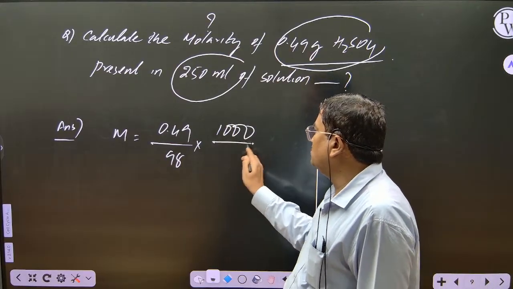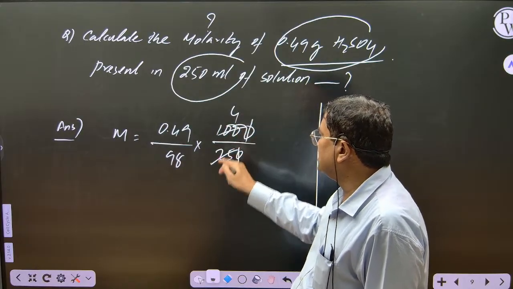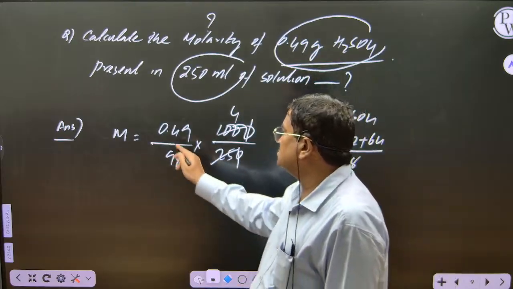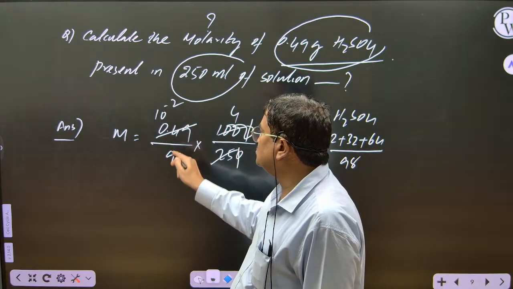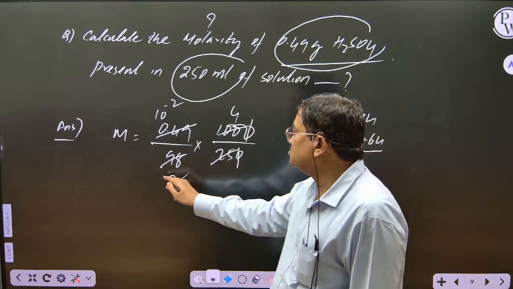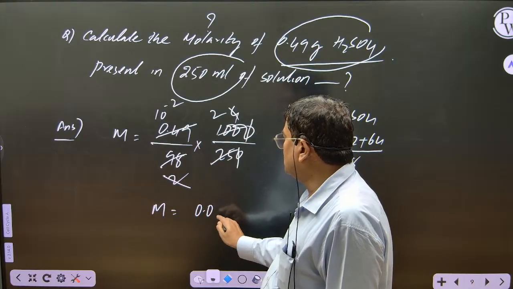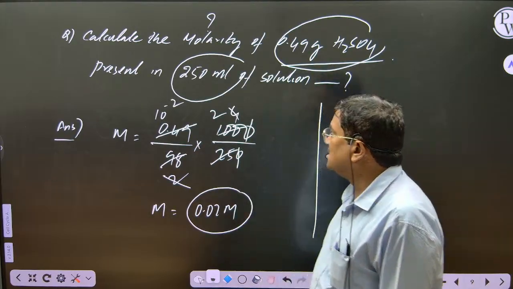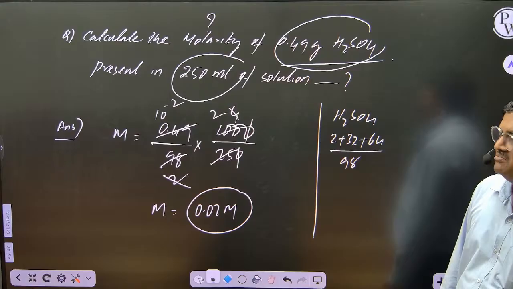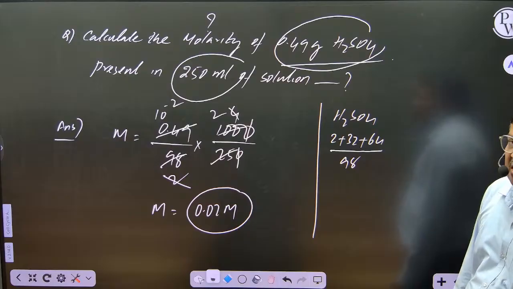1000 is to be divided by 250. So 25 will cancel, the zeros I am cancelling, 25 fours are 100. Any cancellation of 49 with 98? Two times. So when I remove the decimal, 10 power minus 2, this 49 is cancelled by 2, and 2 will cancel 4 how many times? 2 times. So what should be the molarity? Molarity comes 0.02 molar. This is the concentration of sulfuric acid present in 250 ml. Following everyone? Simple, no?